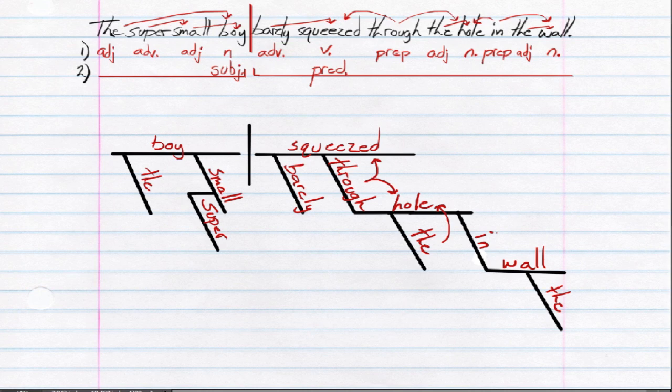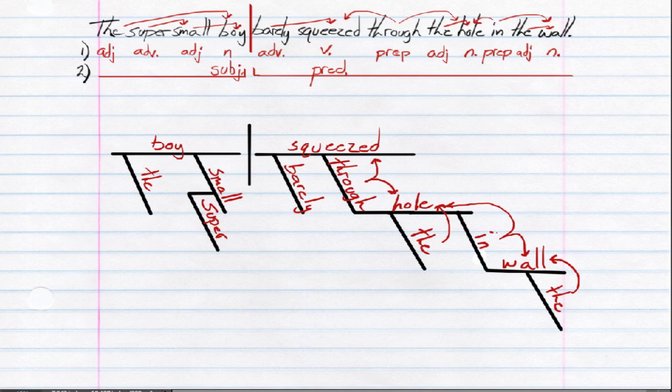Why does it look like that? For the same reason the one above does. In is showing the relationship between hole and wall. I could say around, through, beneath. All those would be in here as prepositions. The is describing the wall as an adjective.